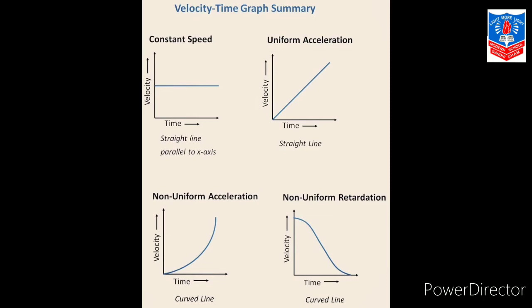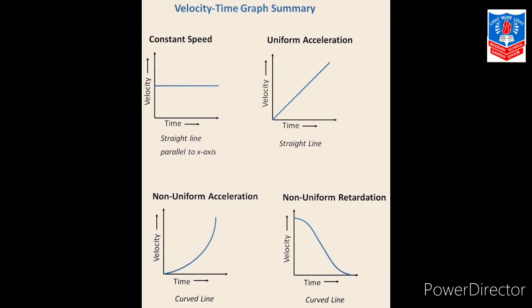The first graph which you are seeing is for the object traveling with constant speed. You can see that the graph is a straight line which is parallel to the x-axis. Now the second graph which you are seeing on the screen is for an object traveling with uniform acceleration. जब कोई ऑब्जेक्ट यूनिफॉर्म एक्सेलरेशन से ट्रैवल करता है तो उसका ग्राफ कैसा होता है? It is also a straight line but passing through the origin. ओरिजिन में से पास होकर स्ट्रेट लाइन ऊपर जा रहा है.